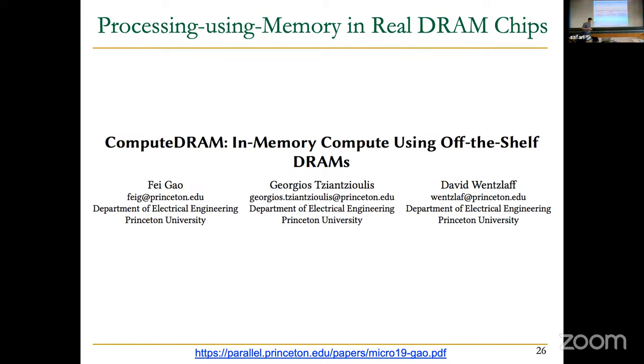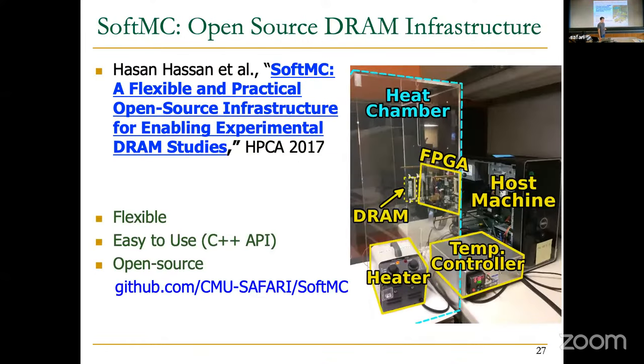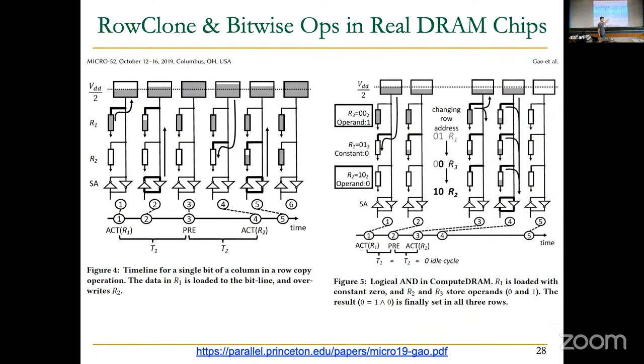And there have been some interesting advances, some interesting progress in academic research about processing using memory in real chips. This is a paper from 2019 where the authors were able to perform processing using memory or processing using DRAM operations on real chips. We are not going to go into the details today because processing-in-memory, processing-using-memory will be covered next Thursday by Geraldo. But I wanted to show you this. Probably Geraldo will also talk about this ComputeDRAM work and how the authors use the SoftMC infrastructure to perform some computation using DRAM cells.